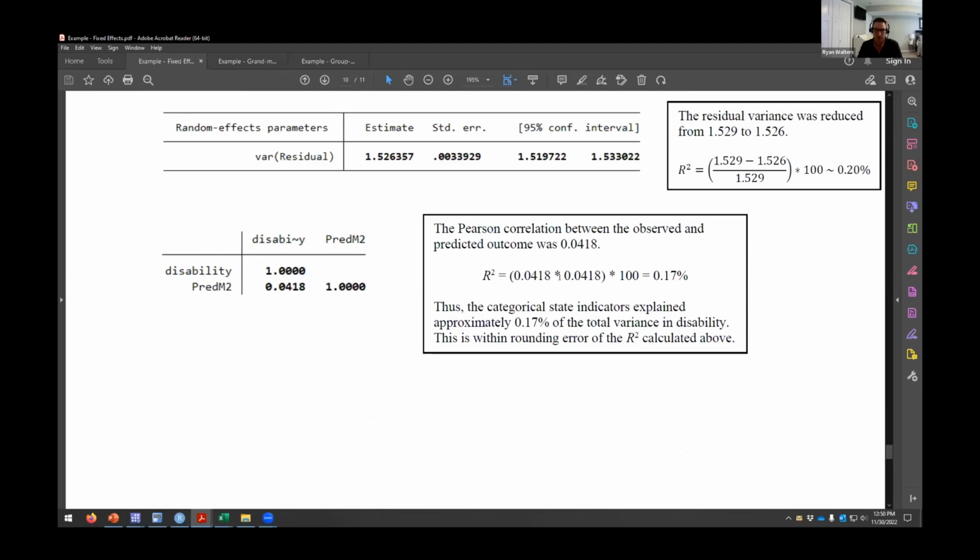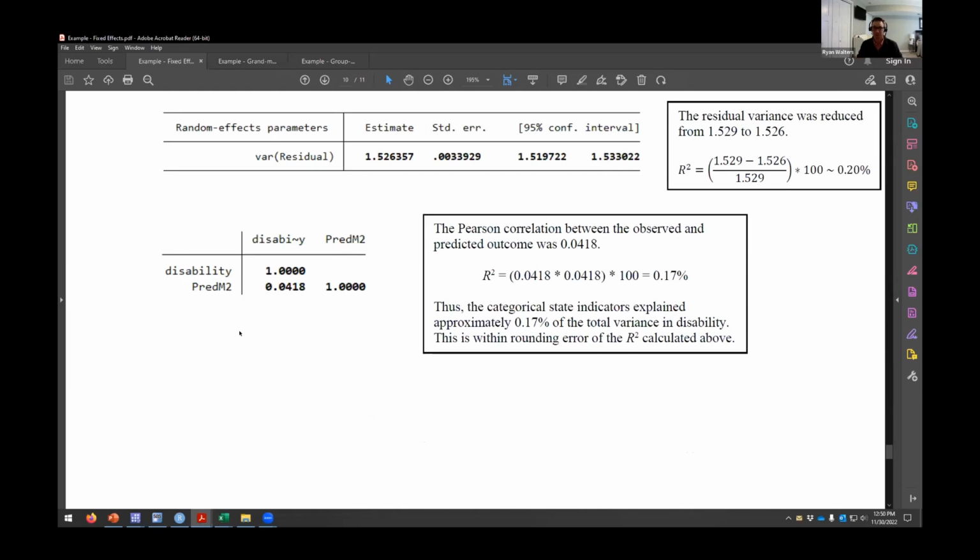If we take that correlation that we asked for between disability and the predicted disability score for each respondent and square that, we get right around 0.2. So it's within rounding error there. So whether, again, we calculate it as variance before minus variance after divided by variance before, or square that Pearson correlation between the predicted values and observed value, we're going to end up with approximately the same thing. So this has literally answered one question for us.